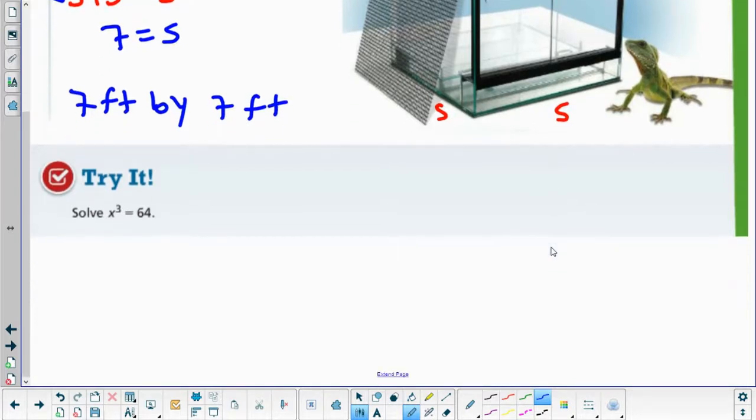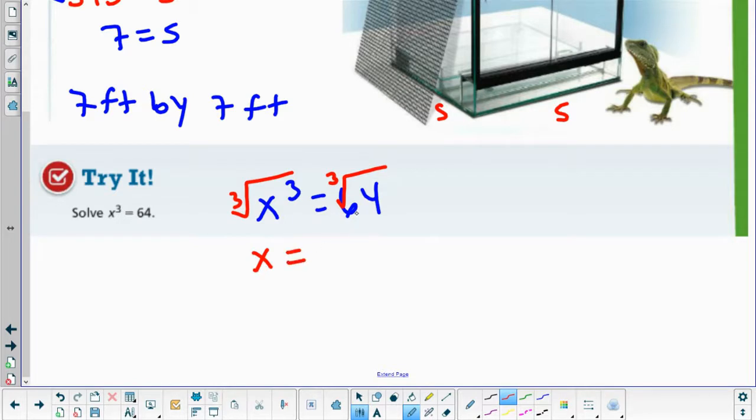All right, this one's just a regular equation. I see x cubed, so to undo the cube, I'm just going to rewrite this here: x cubed equals 64. The opposite of cubing something is to take the cube root. The opposite of squaring is square root, the opposite of cubing is cube root. The 3's are going to cancel each other out, so we have x equals the cube root of 64. So what times itself 3 times gives you 64?